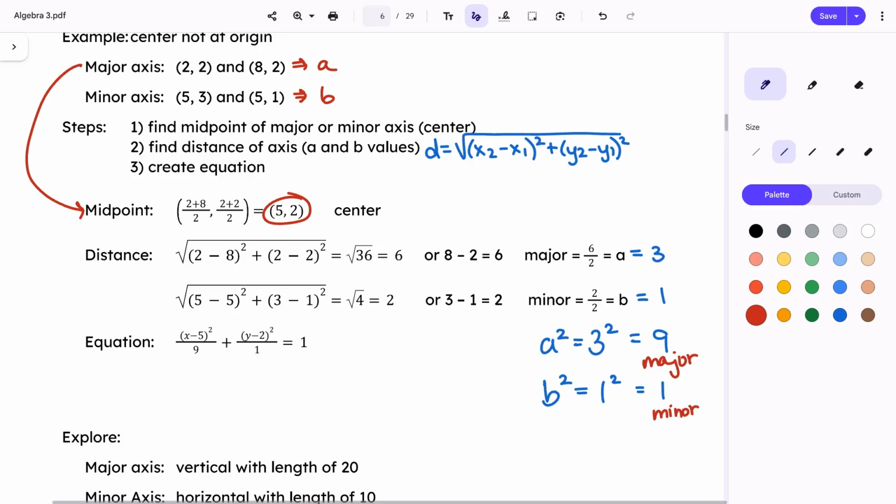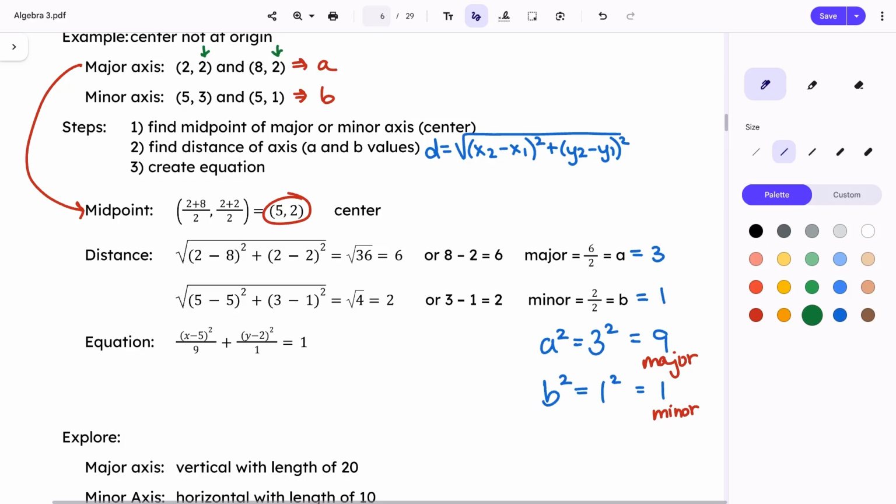Now it comes to plugging things in. So over here, the major axis, how you can kind of tell if it goes underneath the x or the y is looking at the coordinates here. The major axis has 2, 2, and 8, 2. The y coordinate is unchanged. So then those x's are changing, which means it's going to be moving left and right from your center. So that would be telling you why it's going to be underneath the x squared. So the 9 is the larger one, so that's going to go underneath my x squared term.